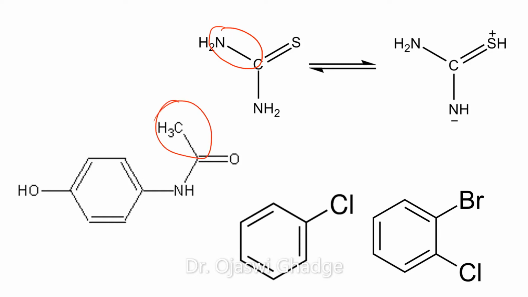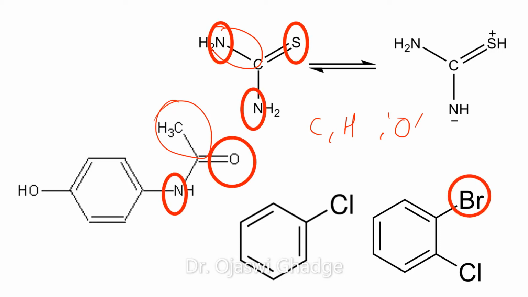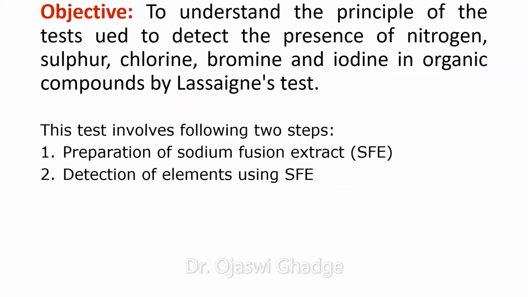And when I say organic compound, I know that carbon will be there, hydrogen will be there, and there is no specific test for oxygen. But yes, I can carry out the specific test for the detection of nitrogen, sulfur and the various halogens. So the objective of this video is to understand the principle for the detection of the presence of nitrogen, sulfur, chlorine, bromine and iodine in organic compounds by Lassaigne's test.